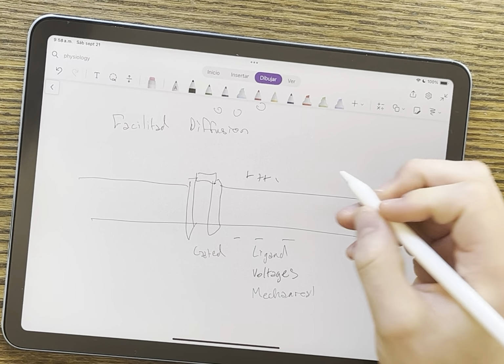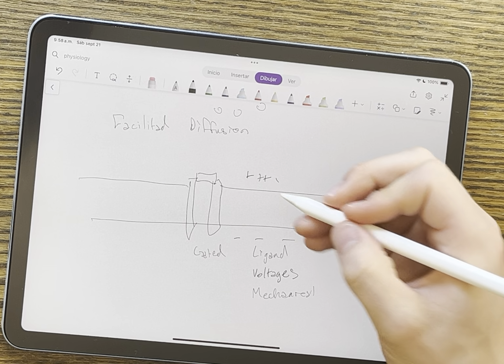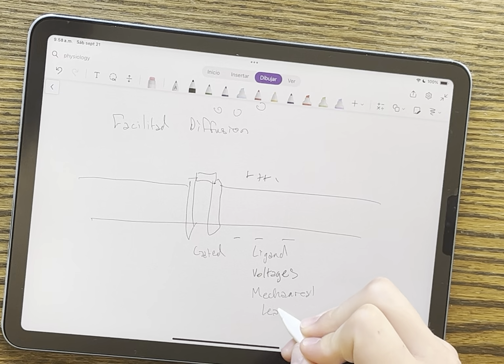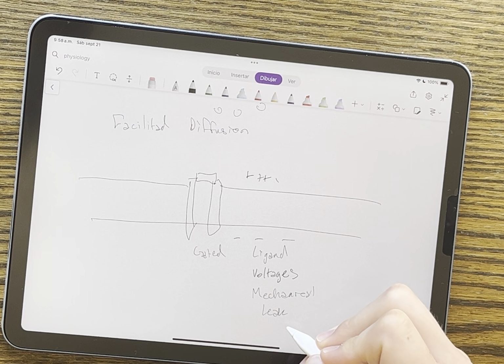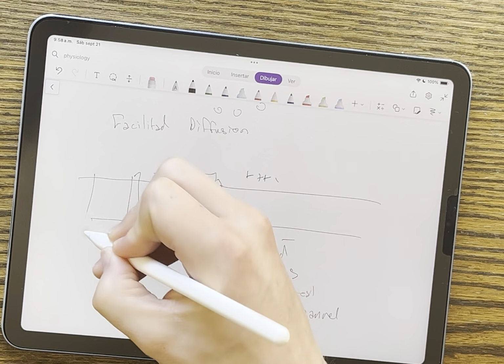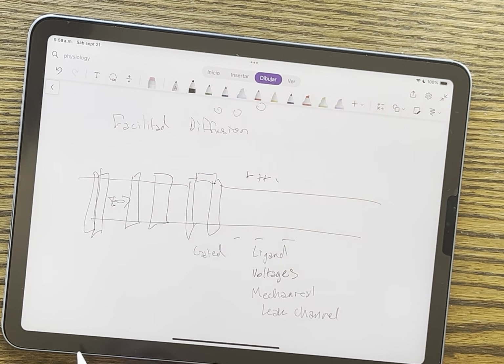Mechanical gates open for touch, temperature, pressure, these kinds of forces to regulate what comes in and out. And the last kind is called a leakage or leak channel. What happens with a leak channel is it opens and closes itself, switching between the two to allow things to come intrinsically into the cell. And this is mostly based off of, once again, the gradient. As the electrochemical gradient increases, it opens.